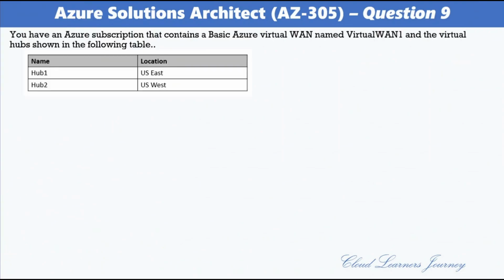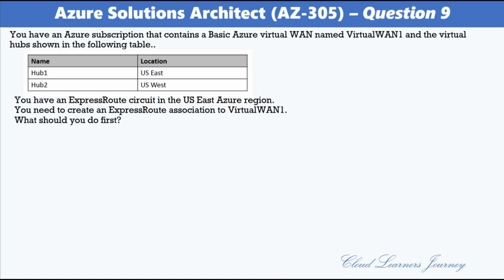Next, question number 9. You have an Azure subscription that contains a basic Azure Virtual WAN, named Virtual WAN 1, and the virtual hubs shown in the following table. Columns: name, location. Hub 1 is in the US East location. Hub 2 is in the US West location. You have an ExpressRoute circuit in the US East Azure region. You need to create an ExpressRoute association to Virtual WAN 1. What should you do first?